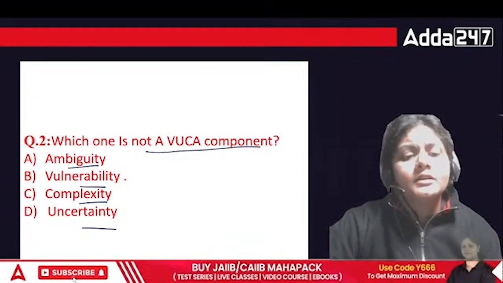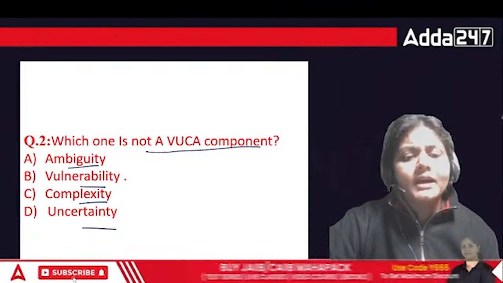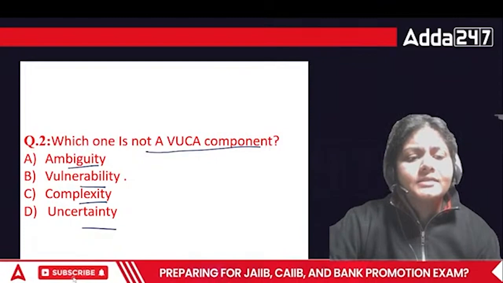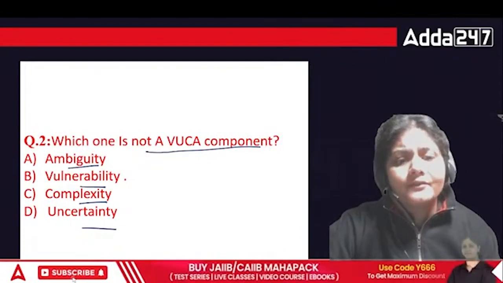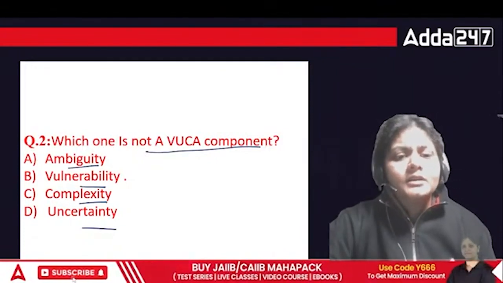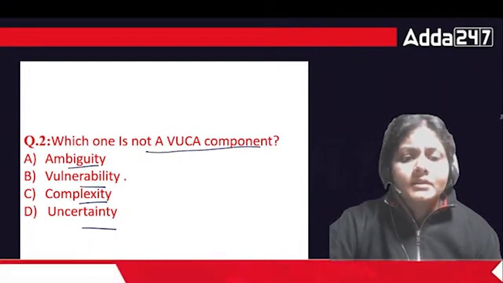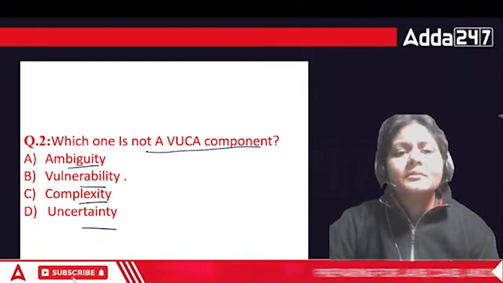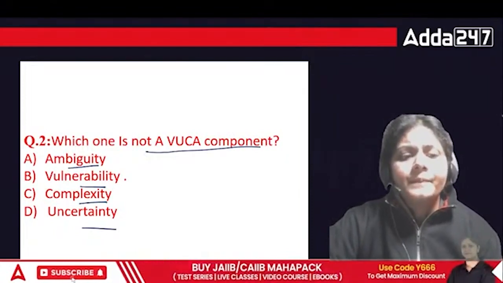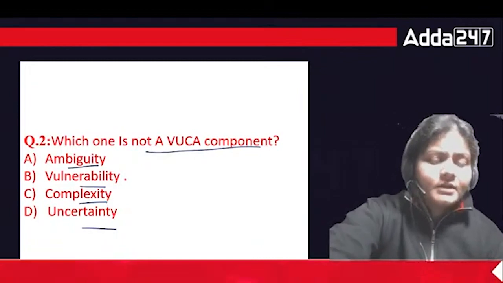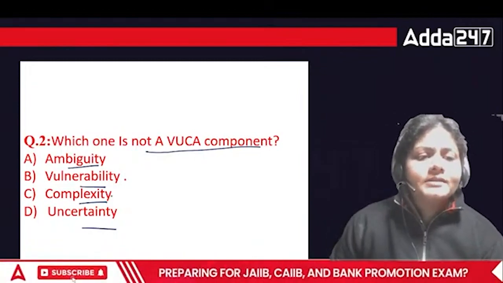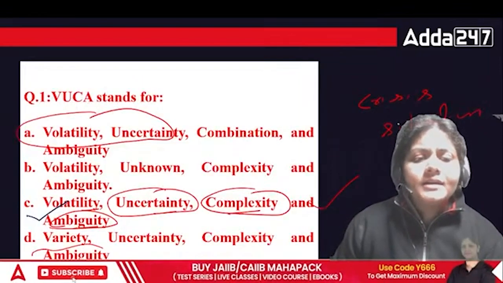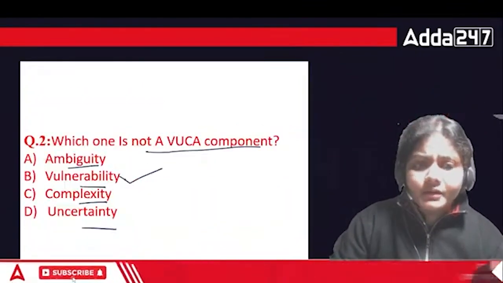See, when we are talking about VUCA, I have already told you that this is the situation which every organization faces when they are having some problematic situation, I mean, some crisis situation. So that is the VUCA component. Here the right answer is vulnerability, because the VUCA full form is volatility, uncertainty, complexity, and ambiguity.